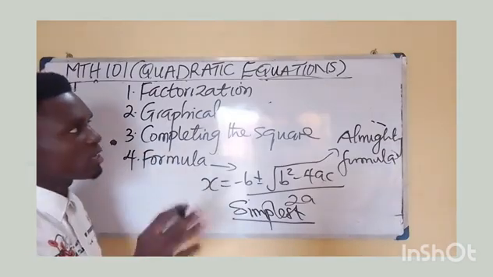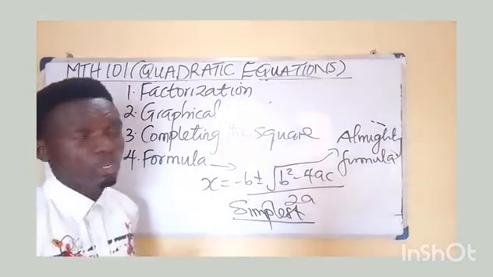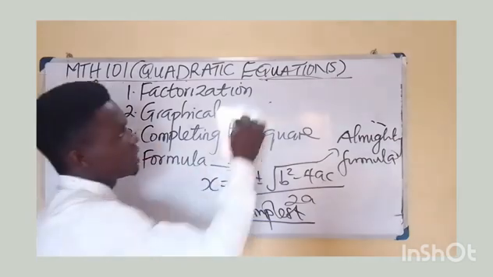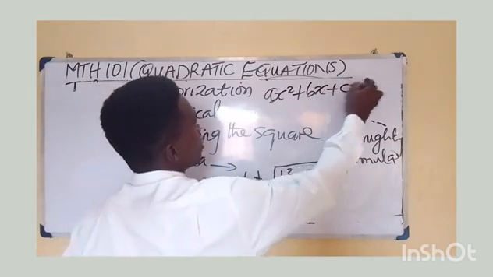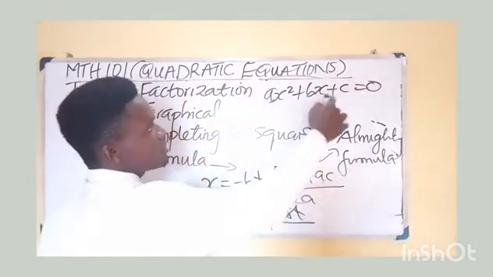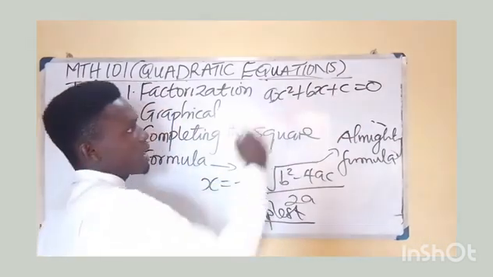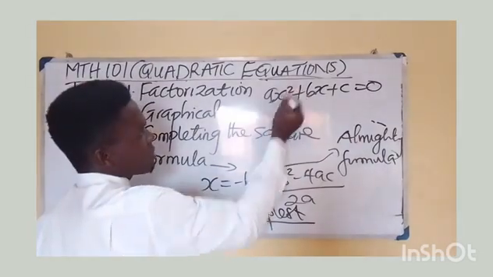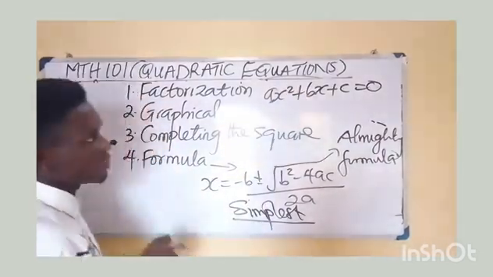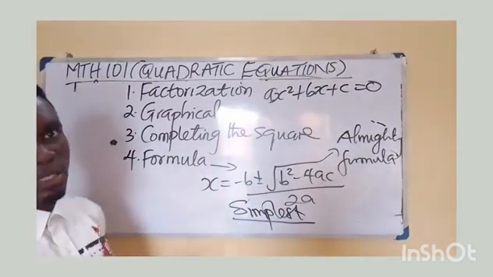The general equation, or general expression, of a quadratic equation is ax squared plus bx plus c all equal to 0. This c is a constant. A and b are the coefficients of x. And of course the highest power of x here is 2. In which the highest power of x is 2, that is a quadratic equation.